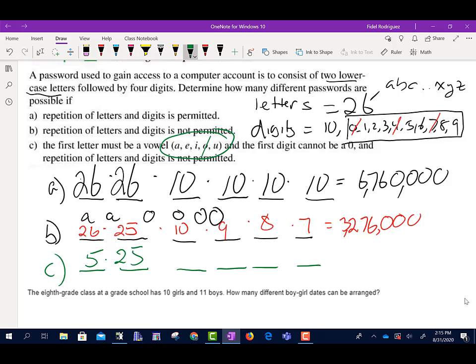The first digit cannot be a 0. That means I have 9 digits to choose from. And suppose I picked the number 7. Well, now I can use the number 0 if I wanted to, but I would still have 9 digits to choose from, because I would have 0, 1, 2, 3, 4, 5, 6, 8, and 9. That's 9 digits. And then 8 and 7, because we cannot repeat our digits.